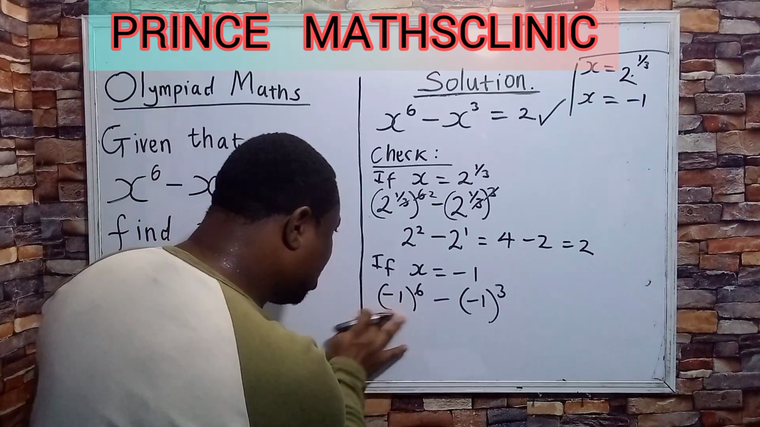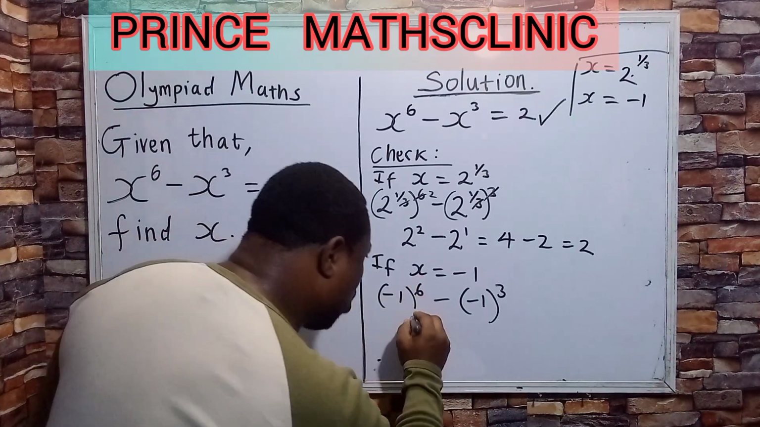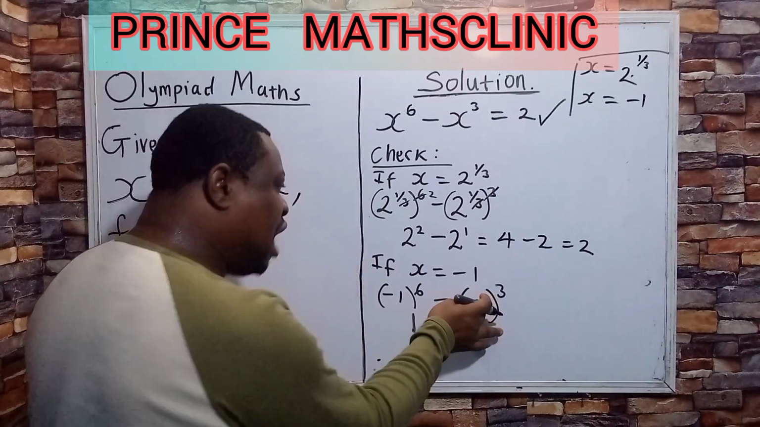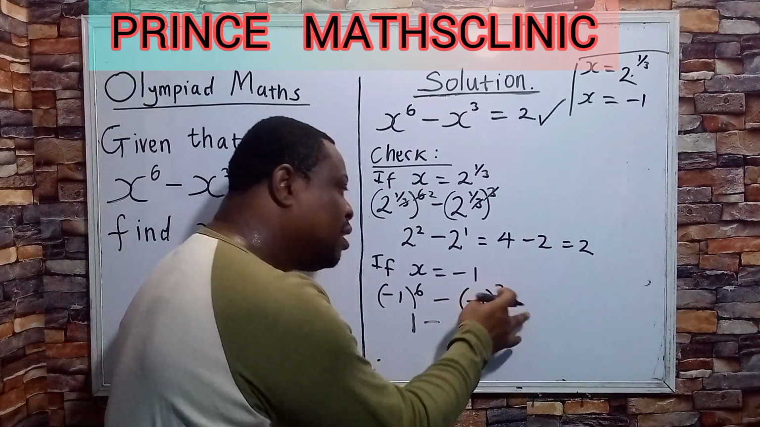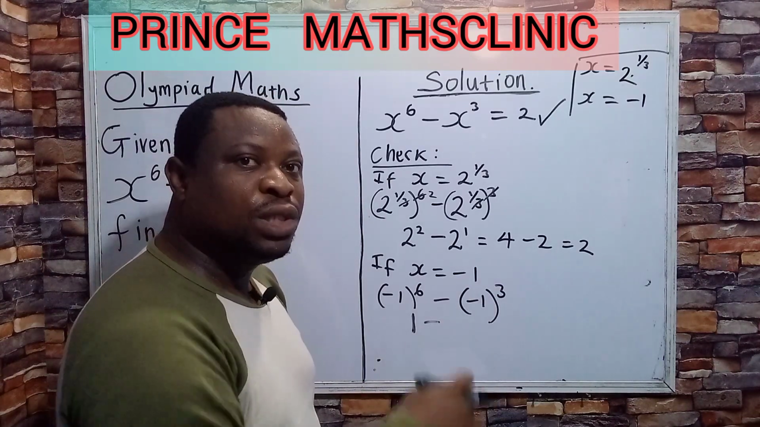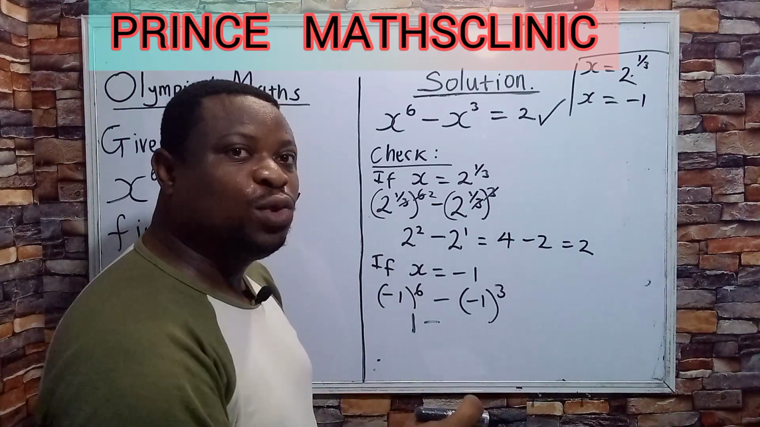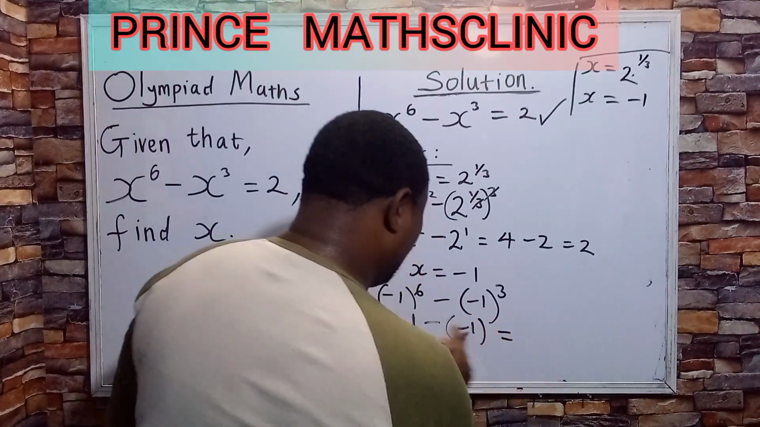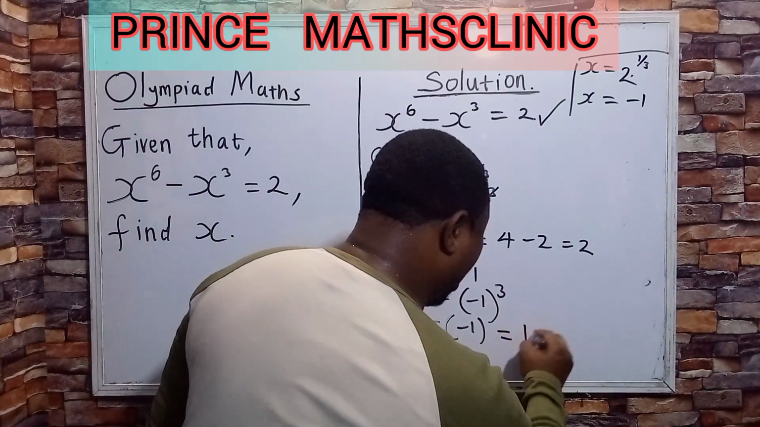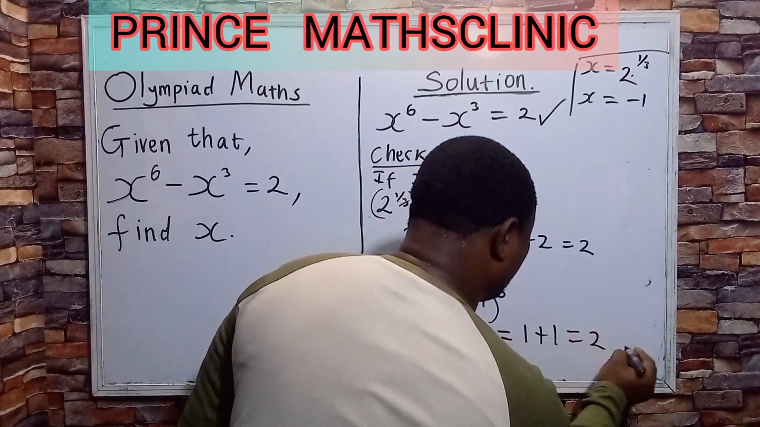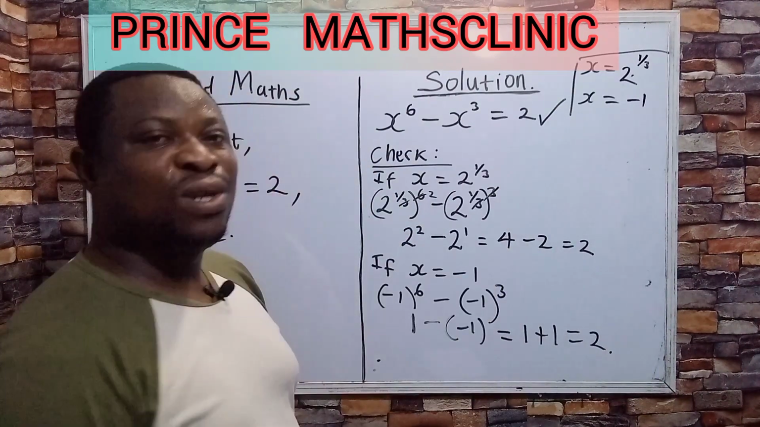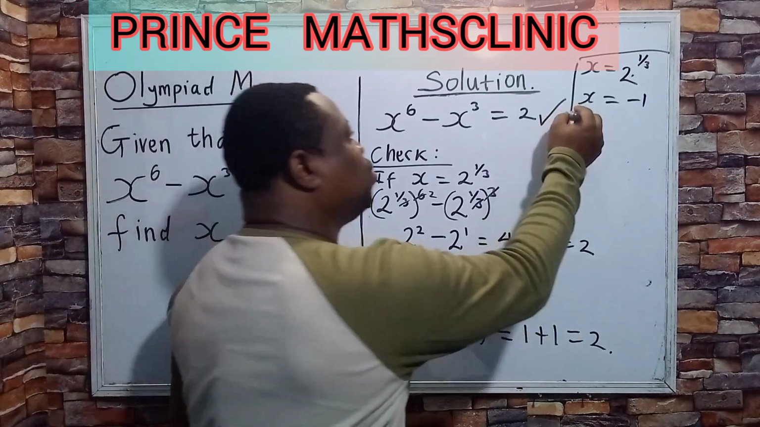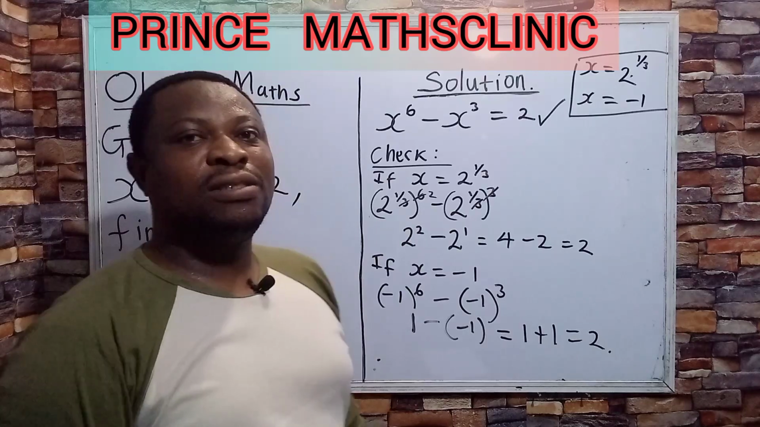So therefore, minus 1 to the power of 6 becomes positive 1. Then you have this minus here. Then remember, I said when minus 1 is powered by an odd number, it turns to a negative number. It's negative 1. The minus and minus turns to plus. So 1 plus 1 gives us 2, which is still correct. So it means that our results for x are these two numbers which are valid.